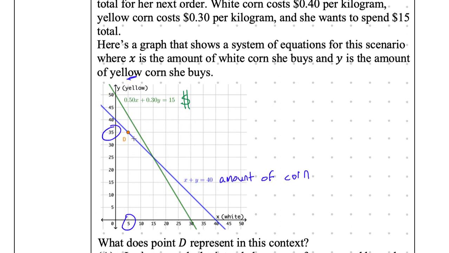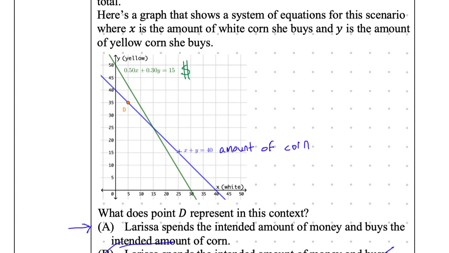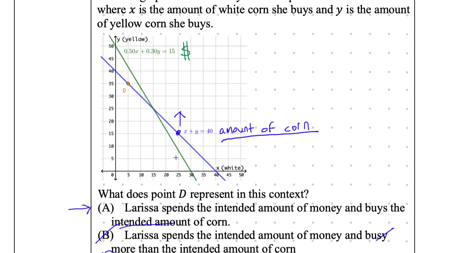So I'm underspending. This all makes sense with the graph, which means if I went over here, while yes, I still have the correct amount of corn because I'm still on the blue line, now I'm overspending because I'm above this green line over here. I'm above the green line, which means I'm spending too much money. Again, just compare against that money line.